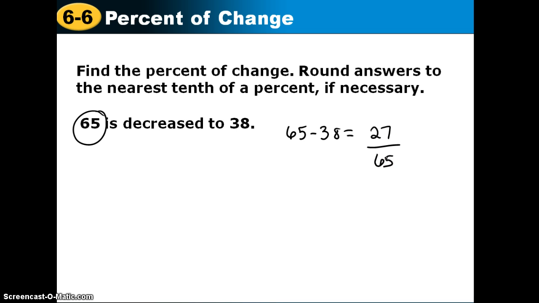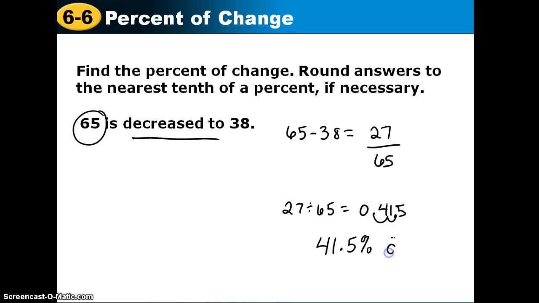We need to change that to a percent. So top divide by bottom, 27 divide by 65, and that equals 0.415. We need to then change that to a percent, move it 2 places, and we have 41.5%, and in the original problem it says it decreased. So that's like an item going on sale. It was originally $65, now it's $38. That was a 41.5% decrease.